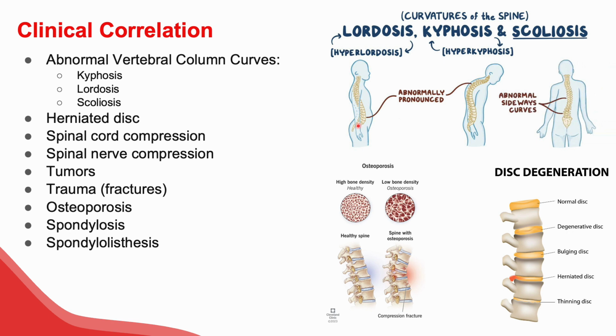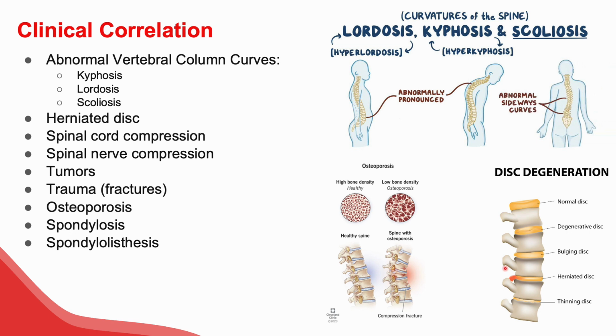Lordosis, we have normal lumbar lordosis in the lumbar region, but we have something called hyperlordosis, which means that it is pronounced. Same goes for the thoracic region. We have normal thoracic kyphosis, but it can become hyperkyphosis, which becomes abnormally pronounced. And then scoliosis is abnormal, sideways curvatures. Not only sideways, it can be in a 3D plane.